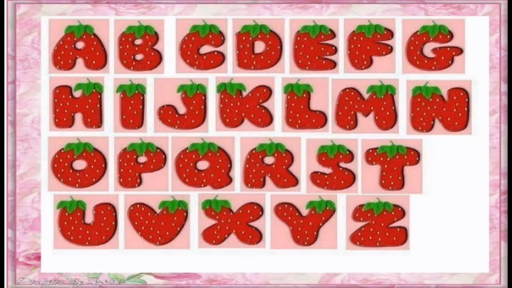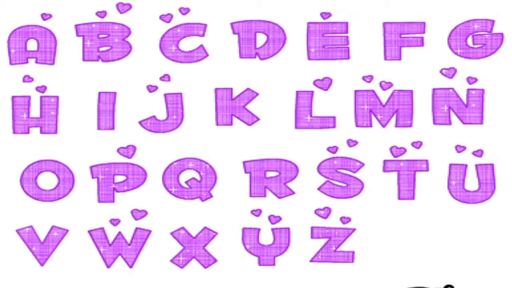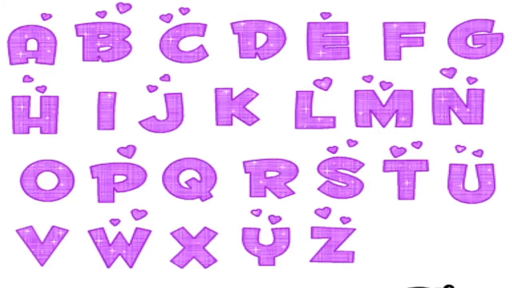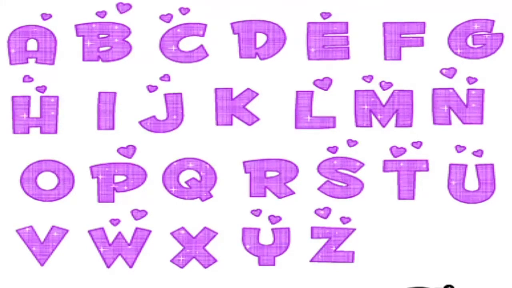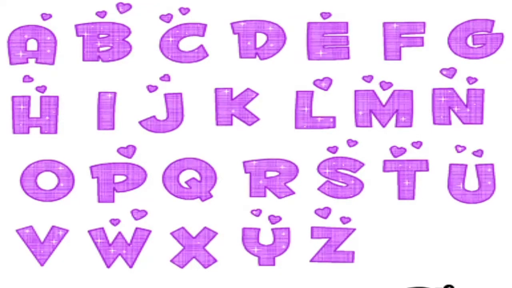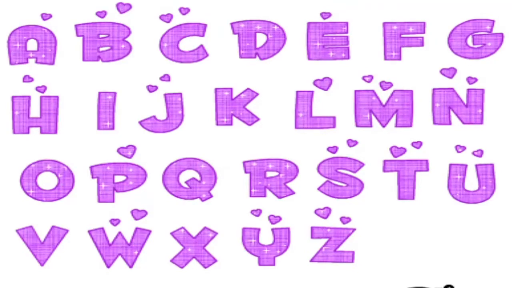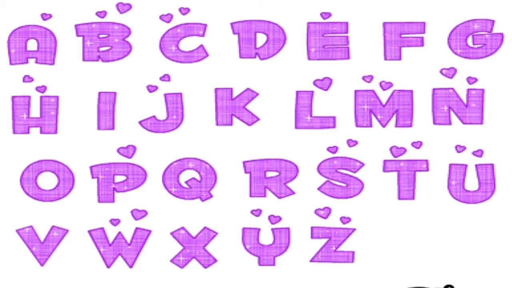Children, as we all know very well, there are 26 letters in the English alphabet. We must not say that there are 26 alphabets in English, because the English language has only one alphabet, A to Z, or 26 letters of the English alphabet. So we must say there are 26 letters in the English alphabet.